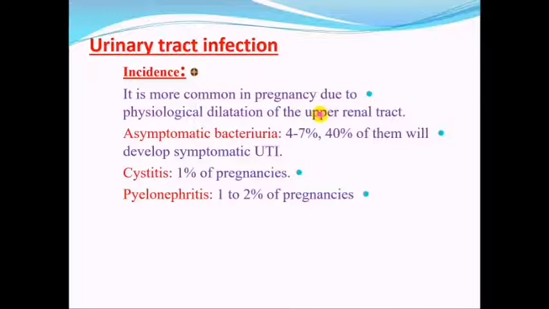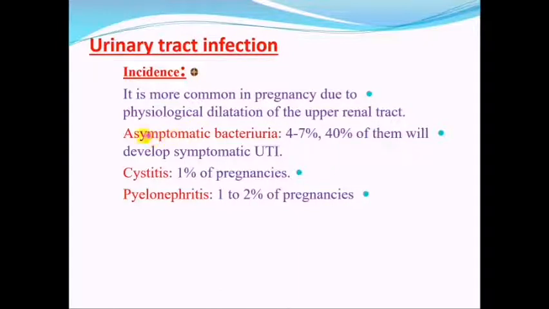In addition, due to the effect of progesterone, there may be relaxation of the vesico-ureteric valve, or increased vesico-ureteric reflux, so that it will increase the risk of ascending infection from the bladder to the ureter, and thus the risk of ascending infection in the form of acute pyelonephritis. And we have three important infections.